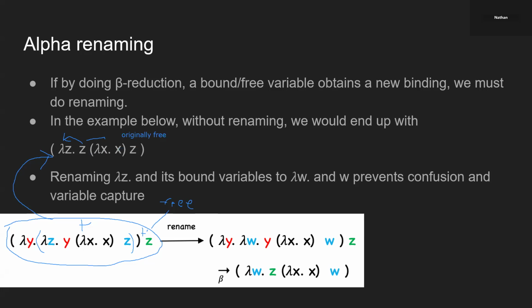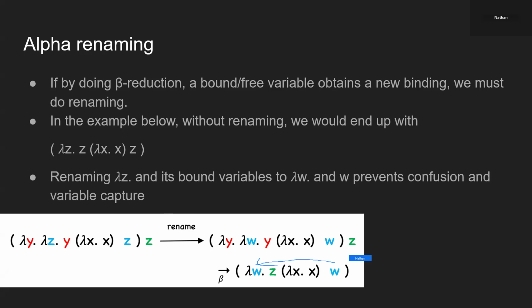Yeah, so this z was originally free, but now, due to the fact that we didn't alpha rename, this z is bound to this lambda z, which is not what we want. So we must do alpha renaming in this situation. It's pretty simple. You just change the lambda abstraction that would change the binding. So this lambda z, you just change it to lambda w. You replace everything that's bound to this lambda z with w as well. That's important.